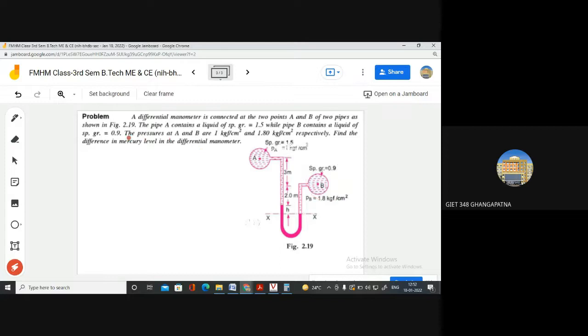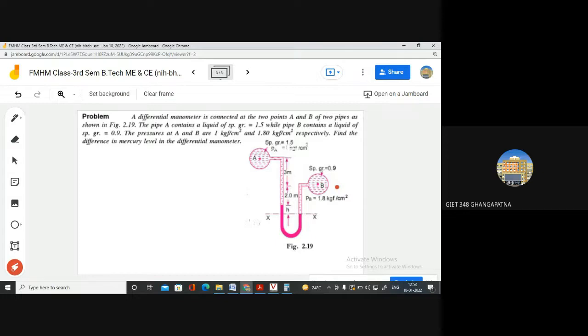Now here, the pressure at A and B is already given to you. In the previous question we were finding the difference in pressure, but here there is no need to calculate it. Pressure at A is given as 1 kgf per centimeter square, and pressure at B is 1.8 kgf per centimeter square. So this is the data given to you. What you have to find out is the difference in mercury level in this differential manometer.